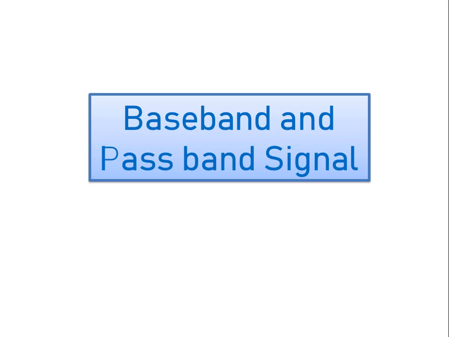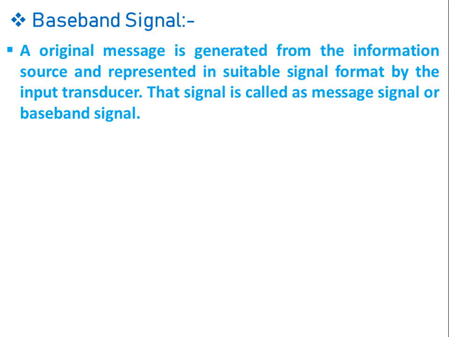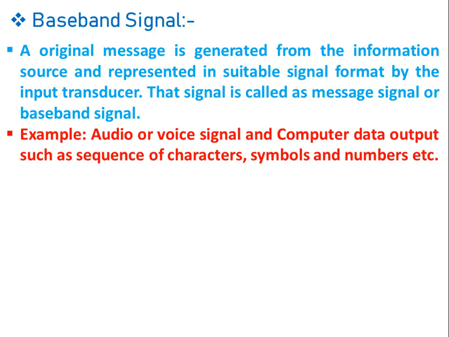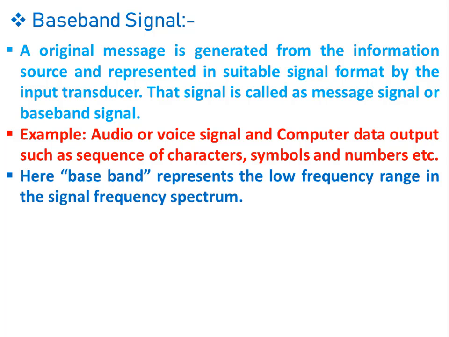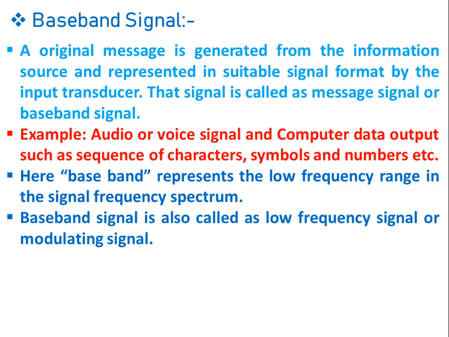These two signals are very important in a digital communication system. Let's begin with the first type of signal, that is the baseband signal. In a digital communication system, our original message is generated from the information source and represented in a suitable signal format by the input transducer. That type of signal is called the message signal or baseband signal. Examples of baseband signals are audio or voice signals and computer data output such as sequences of characters, symbols and numbers, etc. Here baseband represents the low frequency range in the signal frequency spectrum, so the baseband signal is also called a low frequency signal or modulating signal.